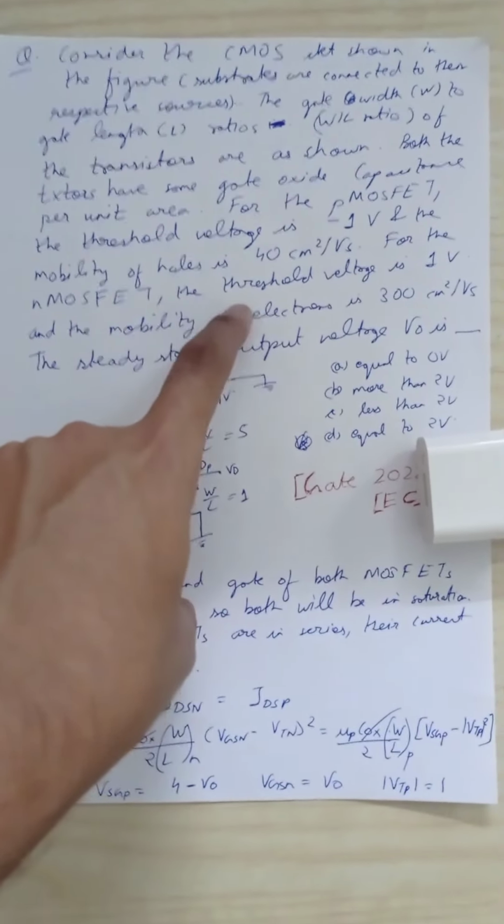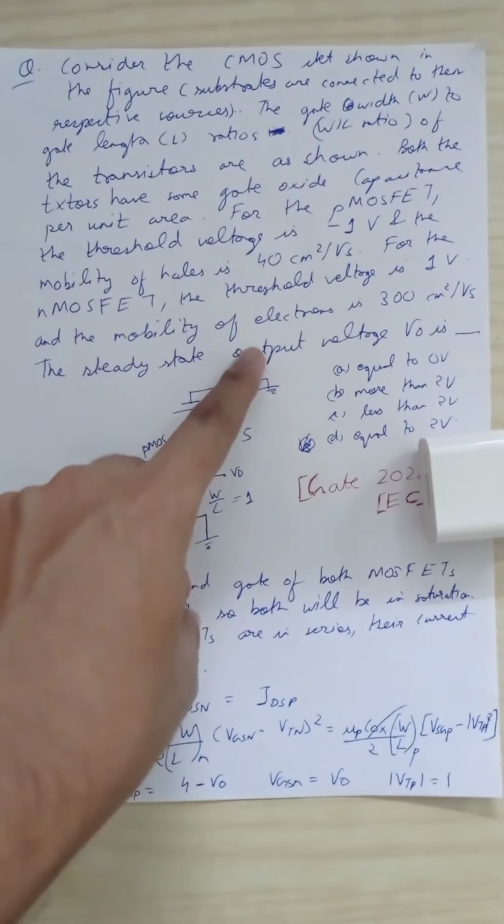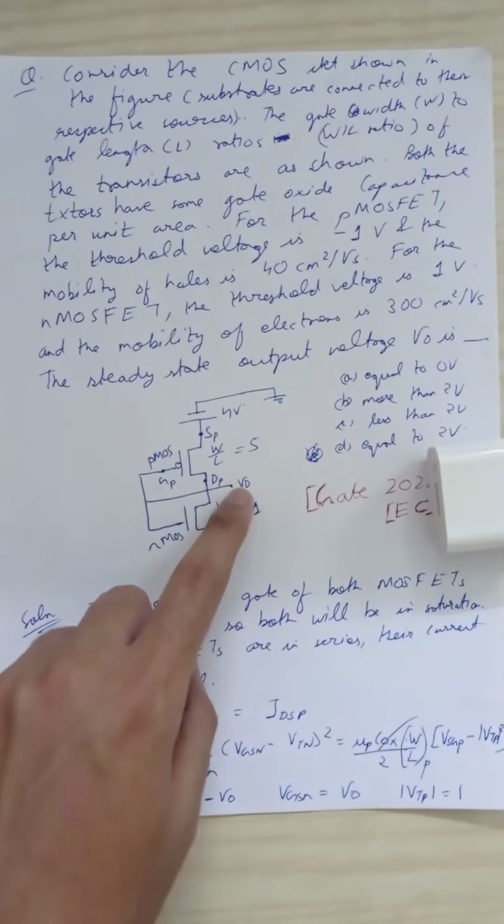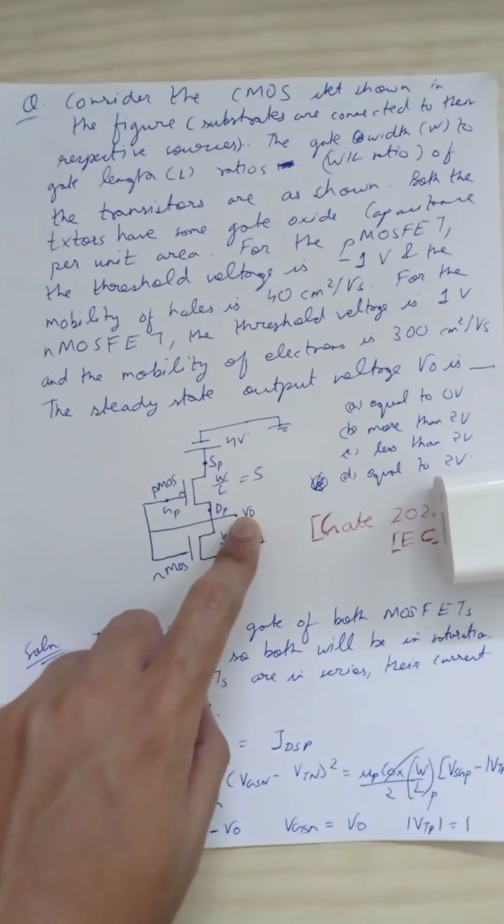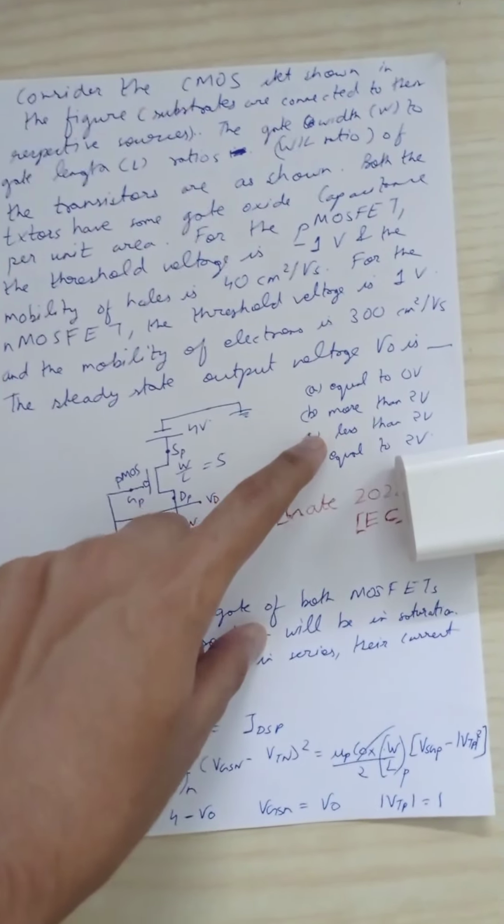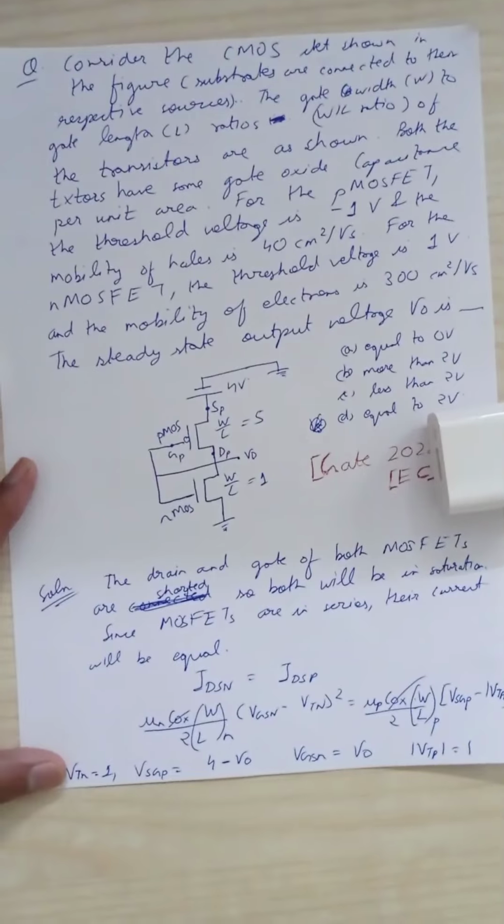Then for the NMOSFET, the threshold voltage is given as 1 volt and the mobility of electrons is given as 300 cm square per volt second. So we have to find this steady output state voltage V0, and the options given are equal to 0 volt, more than 2 volt, less than 2 volt, equal to 2 volt. So this question is from GATE 2022 Electronics branch.